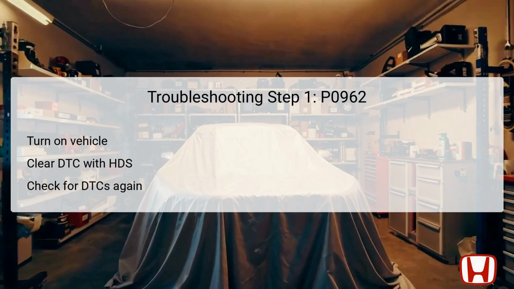The first step in troubleshooting DTC P0962 requires verification of the problem. This involves turning the vehicle to the on mode and preparing it for diagnostic testing. After powering on, the next task is to clear the DTC using the Honda Diagnostic System, HDS. This action resets the error codes and allows for a fresh check of the system to see if the issue persists.